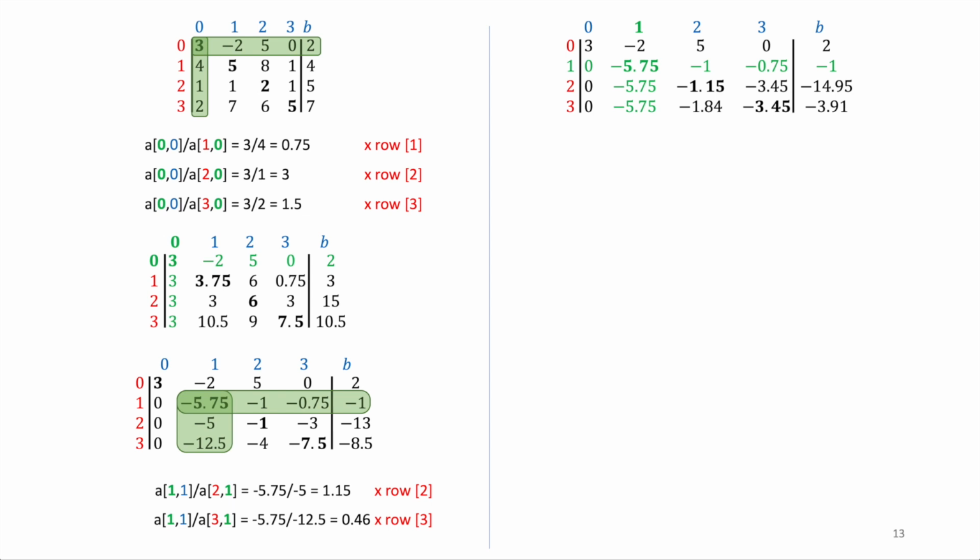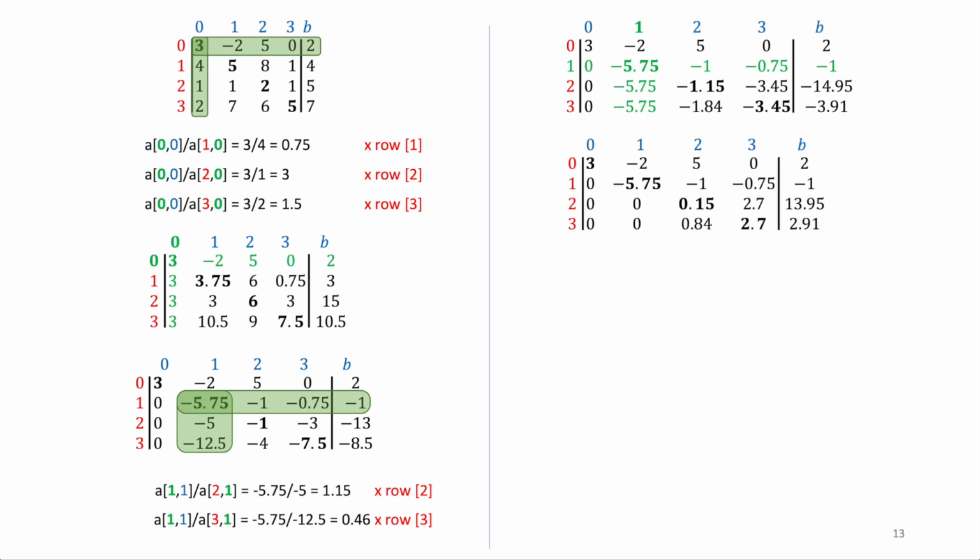As you see here again, the elements under the main diagonal of the first column are equal to that in the main diagonal corresponding to the fixed row. Now, after subtraction, we will eliminate these two elements and get this system.